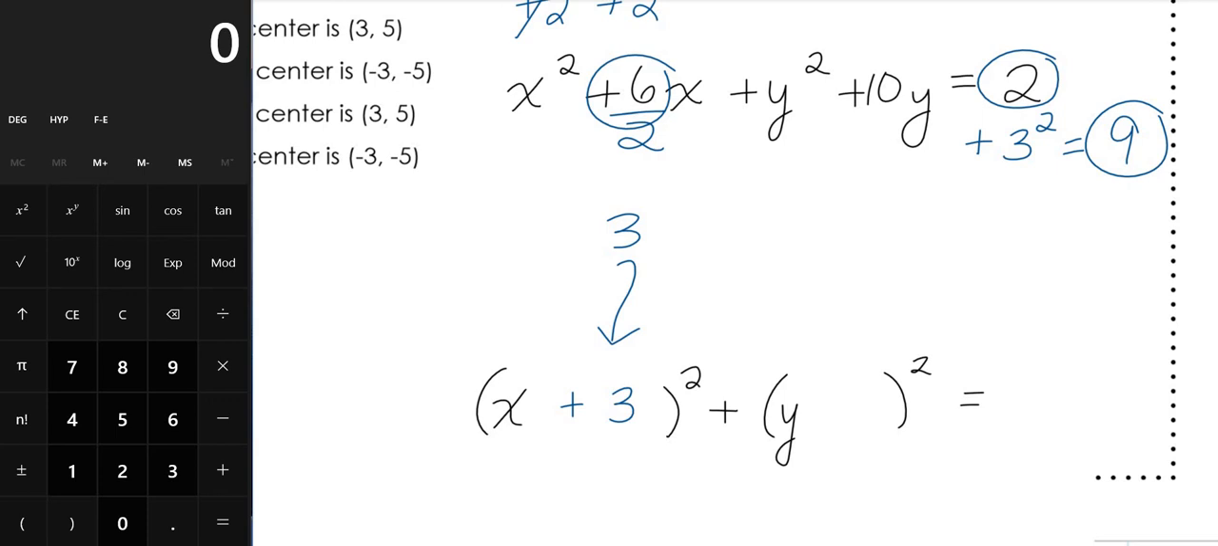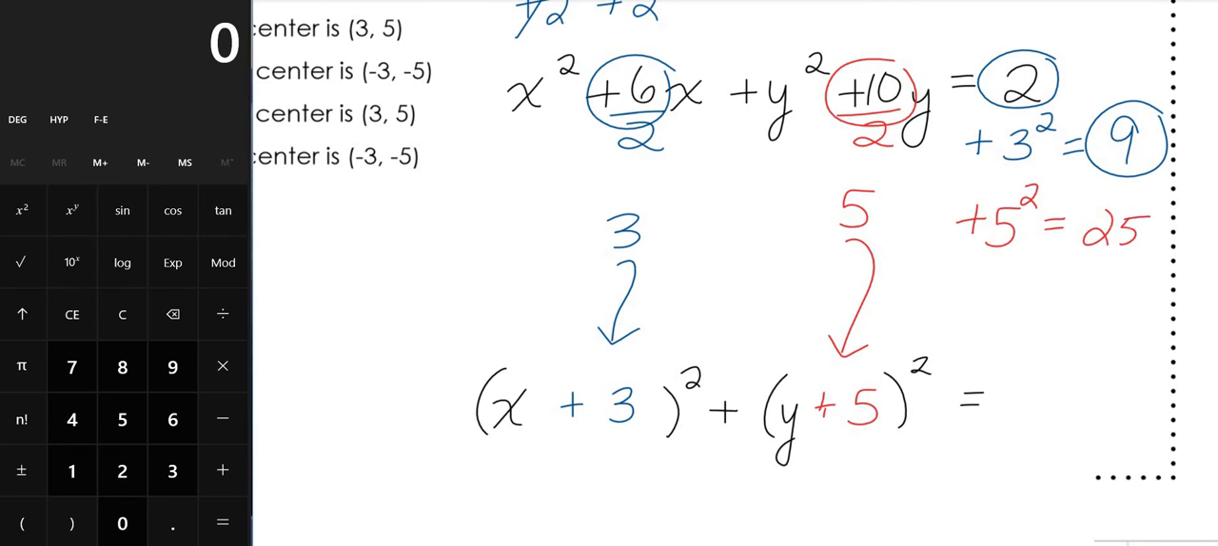We still have the y's. So now the y's, you have a +10 divided by 2, you get 5. Throw that into the bubble. And then add the 5 squared to the right-hand side. 5 squared is 25. So now you're adding 2, 9, and 25. When you add all of those together, you're going to get 36. So 36 is what we have on the right-hand side.